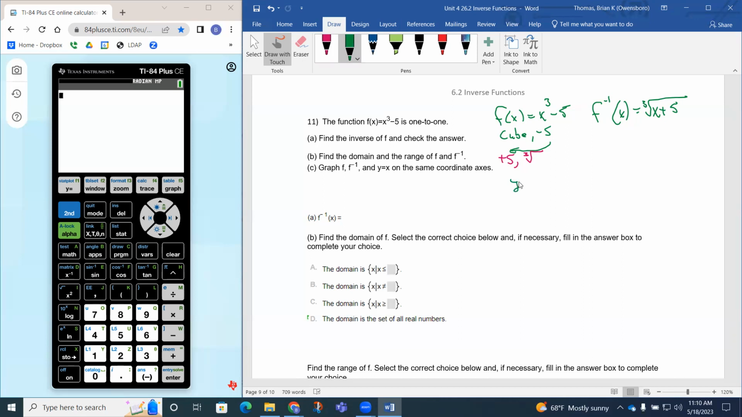So I could say y equals x cubed minus 5 is the original function. To find the inverse, we want to switch the roles of x and y. So where there's the y, there's the x, and where there's the x, there's the y. So we have y cubed minus 5 is equal to x. And to solve for y, we have to add the 5 to the other side. And then to take the cube root, we have to use this symbol here.